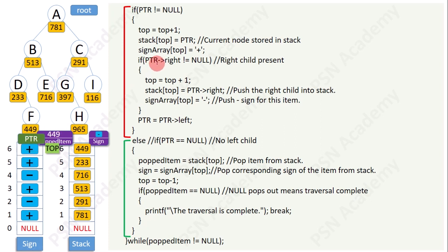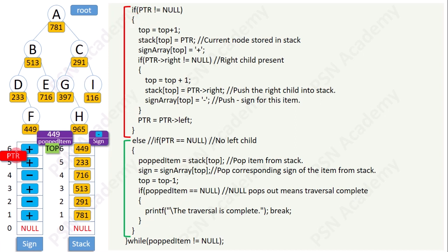Now standing there, you check whether the PTR's right child is there or not. You say that PTR's right is null, nothing is there. So this if block will not work this time and the control will simply jump to this statement, that is PTR equal to PTR left. So PTR becomes null again. You check the popped item is not null. Yes, it's true. So we run this do while loop again.